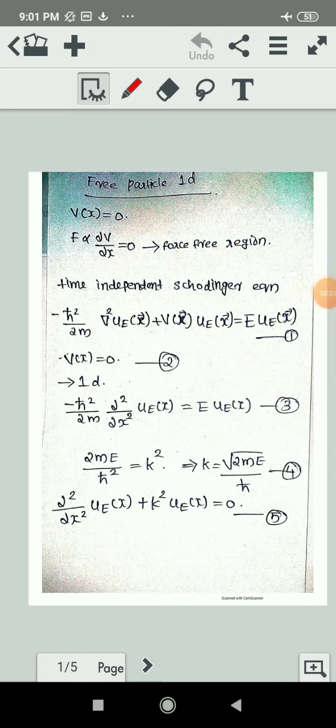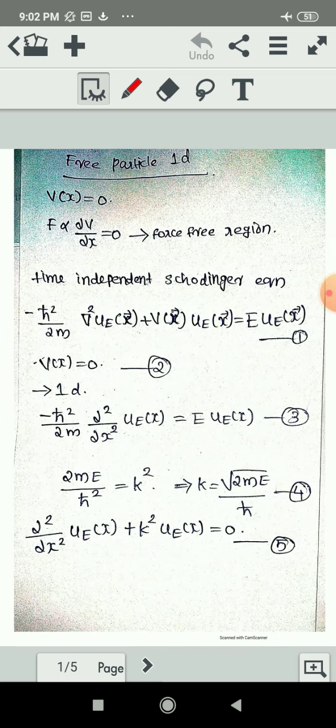Okay, free particle. So first we are discussing the one-dimensional free particle. So for a free particle, V of x is equal to 0. That is, the potential is 0. Okay, that is, we are selecting a force-free region here because F is proportional to del V. So we are going to solve the time independent Schrodinger equation and we are trying to find out the wave function.